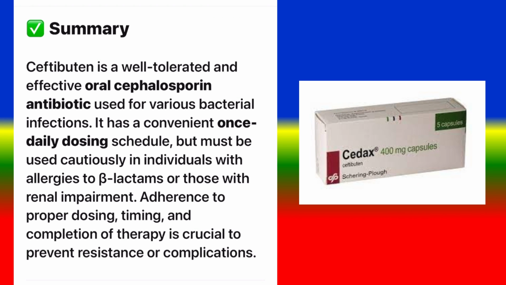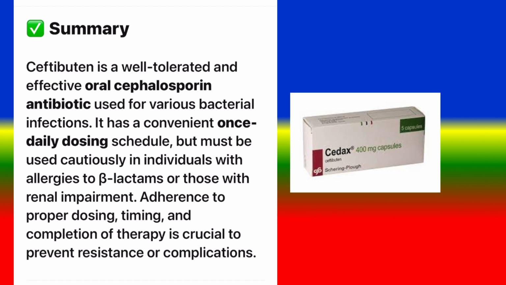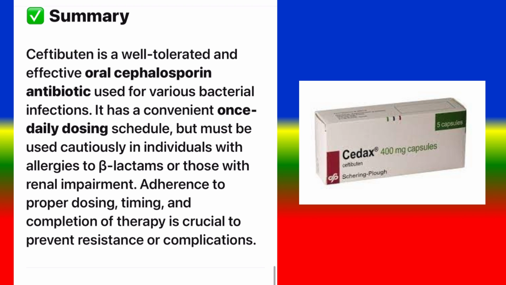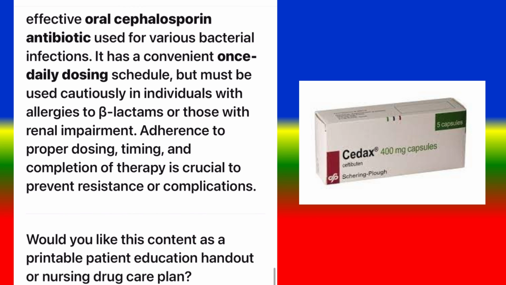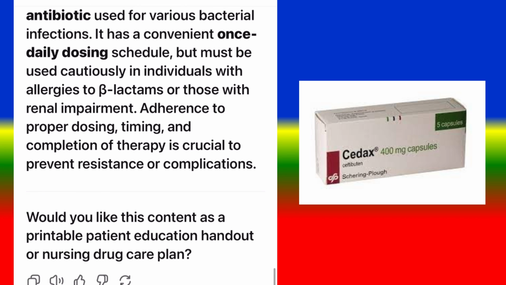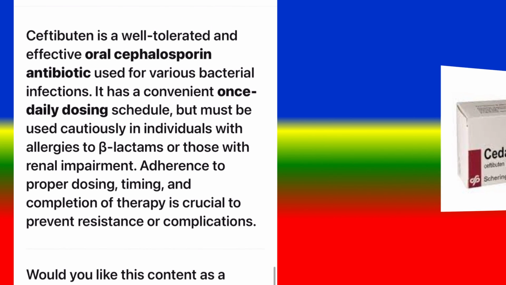Summary. Ceftibuten is a well-tolerated and effective oral cephalosporin antibiotic used for various bacterial infections. It has a convenient once-daily dosing schedule, but must be used cautiously in individuals with allergies to beta-lactams or those with renal impairment. Adherence to proper dosing, timing, and completion of therapy is crucial to prevent resistance or complications.